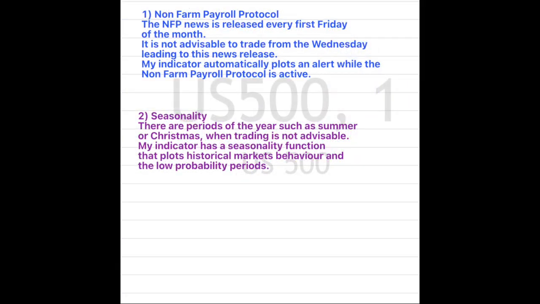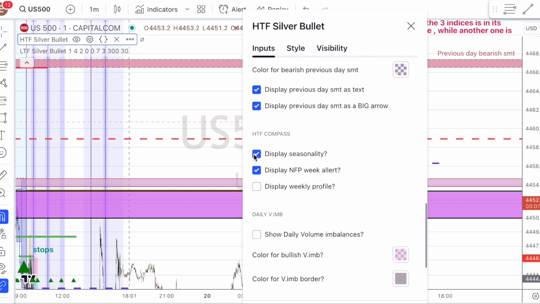Seasonality. There are periods of the year, such as summer or Christmas, when trading is not advisable. My indicator has a seasonality function that plots historical markets' behavior and the low probability periods.